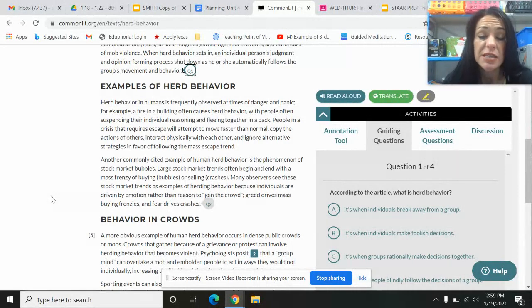Another commonly cited example of human herd behavior is the phenomenon of stock market bubbles. Large stock market trends often begin and end with a mass frenzy of buying bubbles and selling crashes. Many observers see these driven by emotion rather than reason to join the crowd. Greed drives mass buying frenzies, and fear drives crashes.